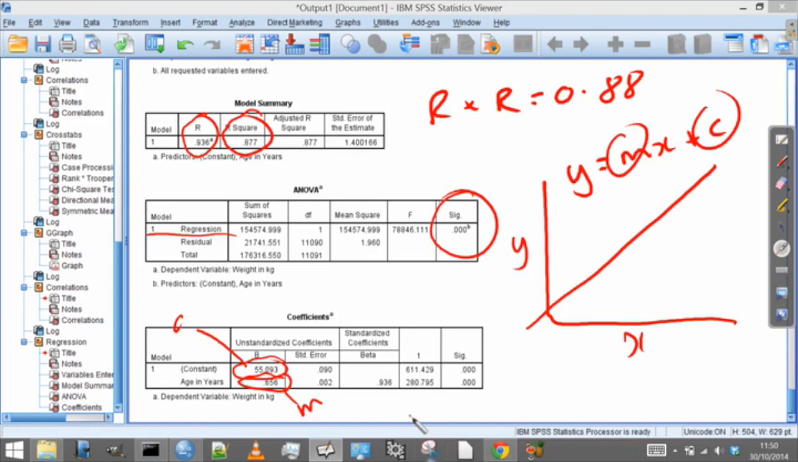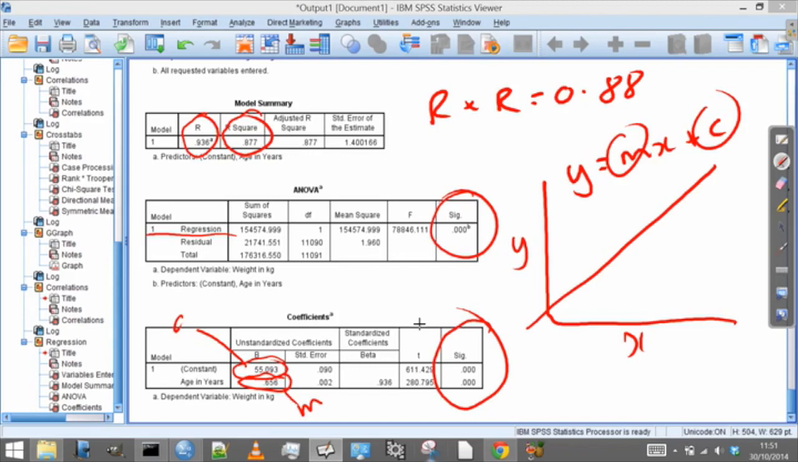But then we can look to the right-hand side of this table, and we can look at the significance again. So we've got two more significance values. What they tell us is the statistical significance of those coefficient values, testing against the null hypothesis that those coefficients are actually zero.